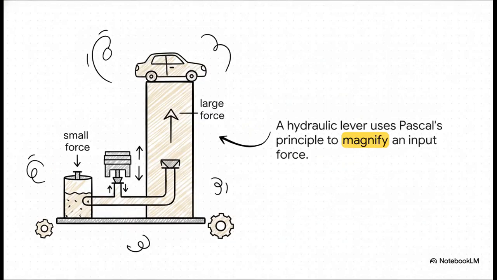And here is where Pascal's principle becomes like a superpower. This is a hydraulic lever. Remember, pressure is force divided by area. So if you apply a small force to that piston with the small area, you create a certain amount of pressure. Pascal tells us that same pressure shows up over at the big piston. But because the big piston has a much larger area, that same pressure creates a much larger force. This is the magic that lets a hydraulic jack lift a 2-ton car with just a few easy pumps.